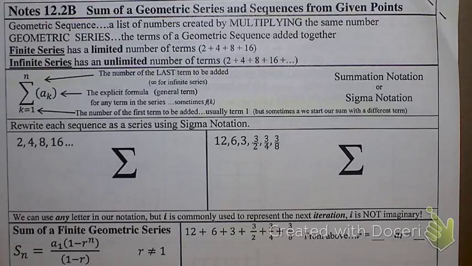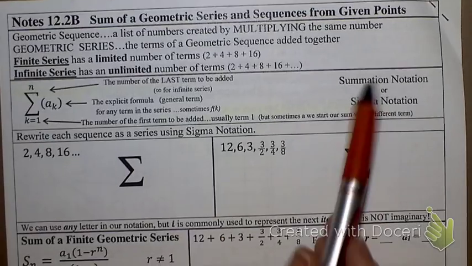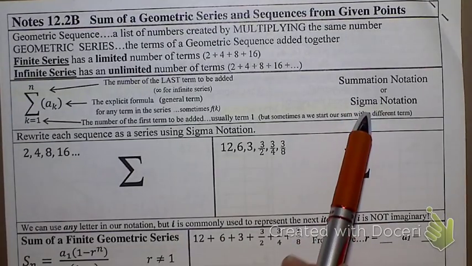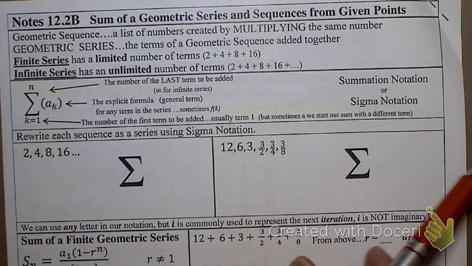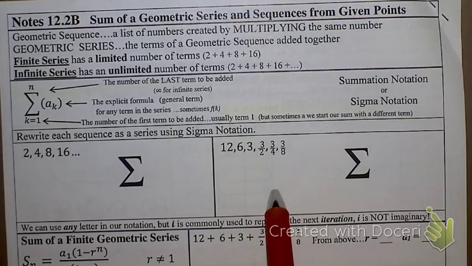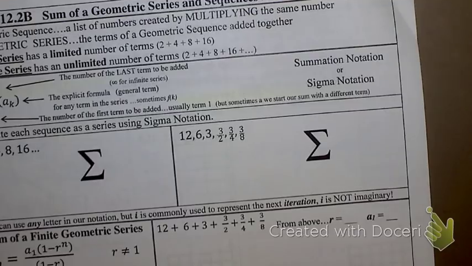All right, so what do you notice on this page that we've seen before? The sigma thing, right? Summation notation or sigma notation. The only difference is today we're going to do these with geometric series instead of arithmetic ones. So, remember how many blank spots do I have to fill up?